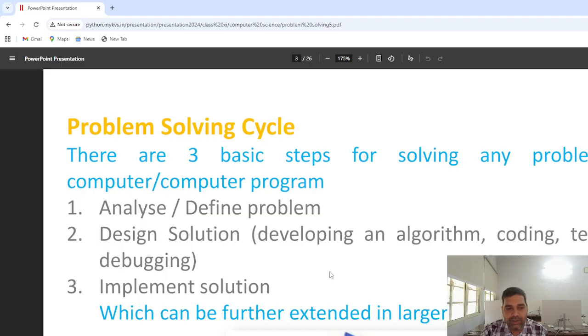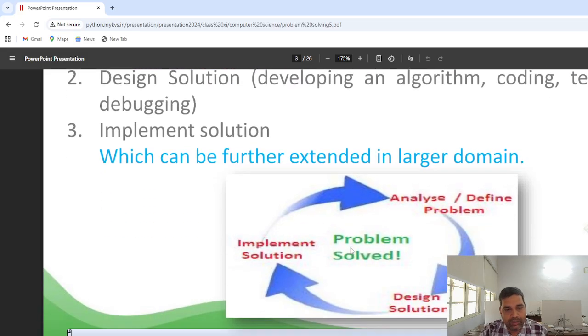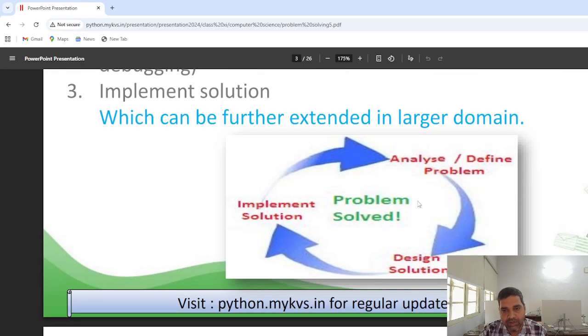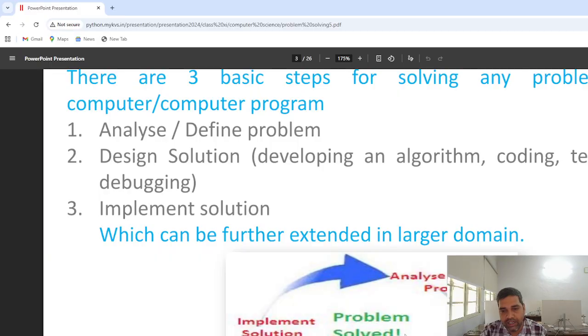Now implement the solution, means develop the application, write the code and give to the customer that application, the solution you have made. So this is the problem solving cycle. First we define and analyze the problem, then we design the solution, then we implement the solution, and so on.